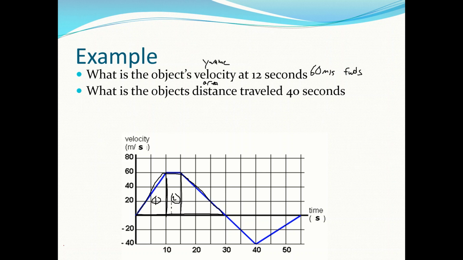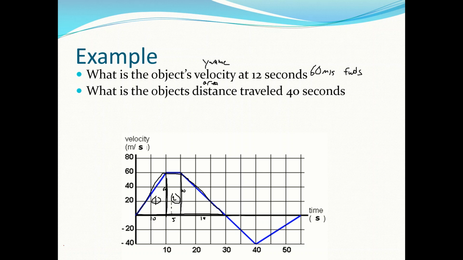So now I have a triangle that's 10 by 60. I have a rectangle that's 5 by 60. And then I have another triangle, right? From 15 to 30 is 15 by 60 as well. And then we have to go up to 40.